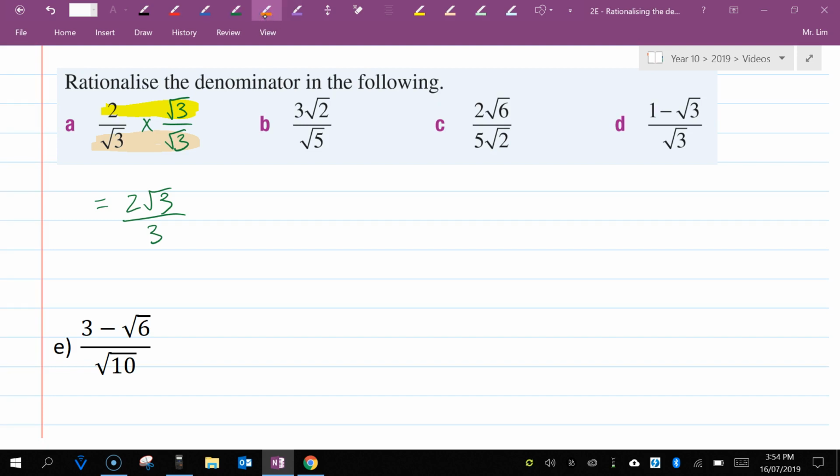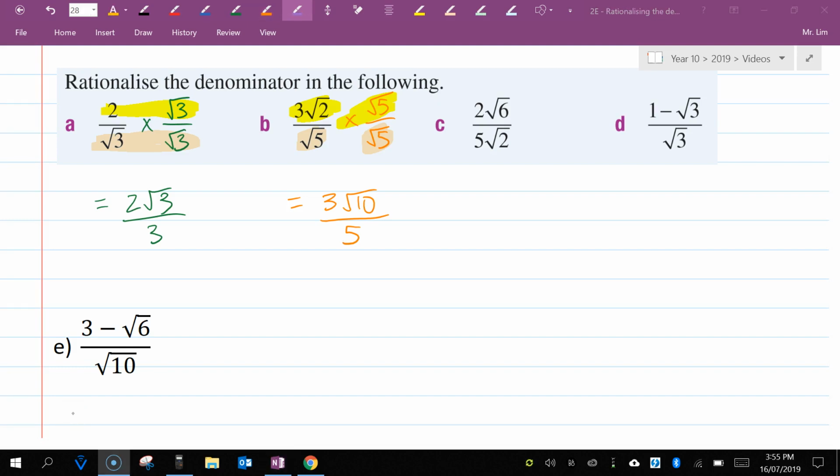In question B, it's the same thing. The denominator is root 5. So we're going to multiply this by 1, but we're going to write 1 as root 5 over root 5. That way, when we multiply across, 3 root 2 times root 5 is 3 root 10. Root 2 times root 5 is root 10, they're both underneath the surd. But when we do root 5 times root 5, that's just 5. Root 5 times root 5 is root 25, and the square root of 25 is 5. And that's it. We got rid of the surd.